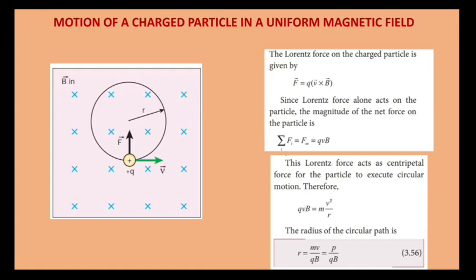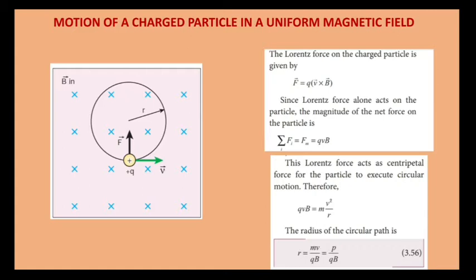Lorentz force is acting as the centripetal force, so it keeps acting, and the particle keeps executing circular motion. So Lorentz force is equal to centripetal force. So QVB is equal to mv squared by r.